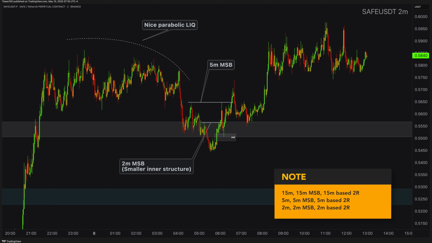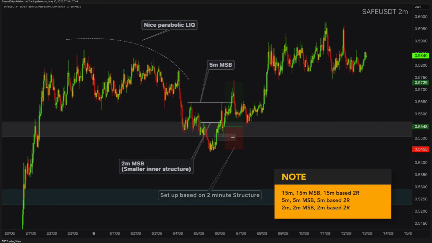If you look at the 2-minute structure change, this small imbalance area is a nice entry location. But your setup should be set based on the 2-minute time frame like this one here. Remember this well. Every trading setup should be based on their own time frames like this.